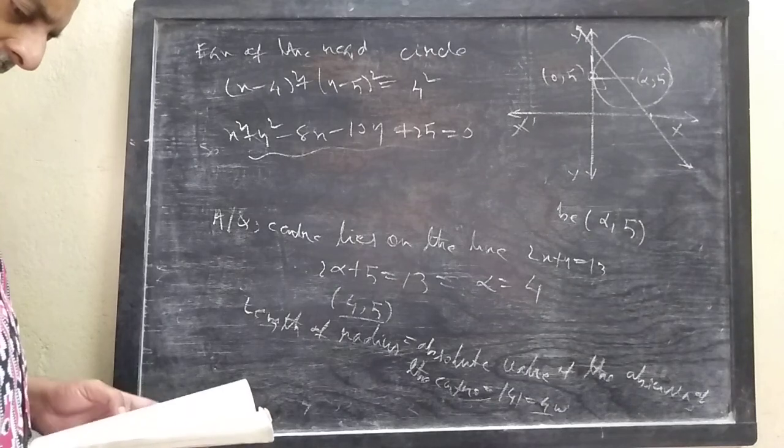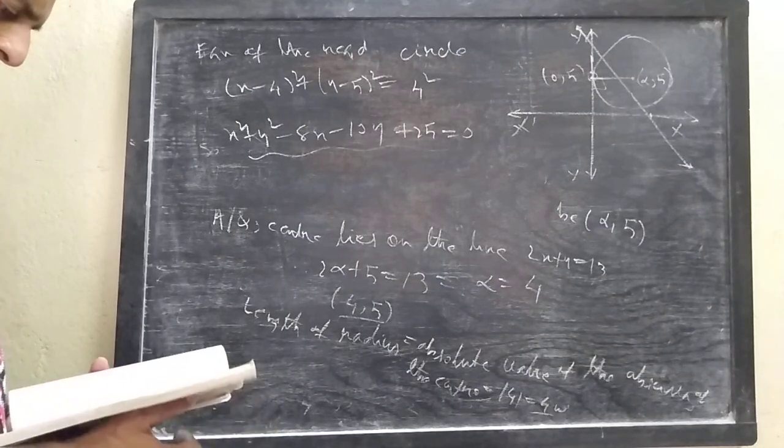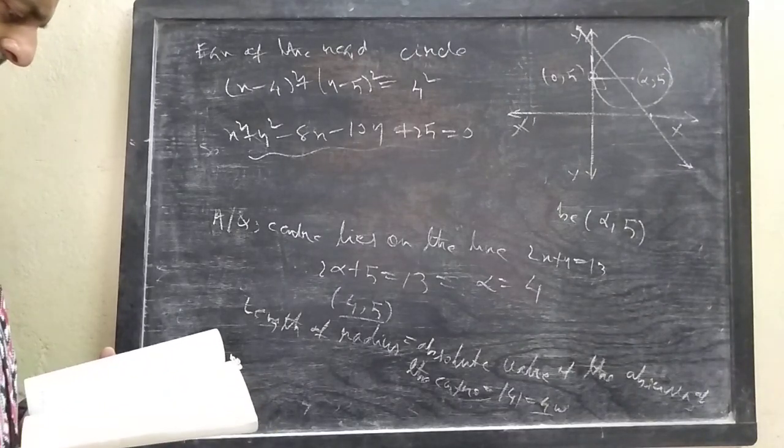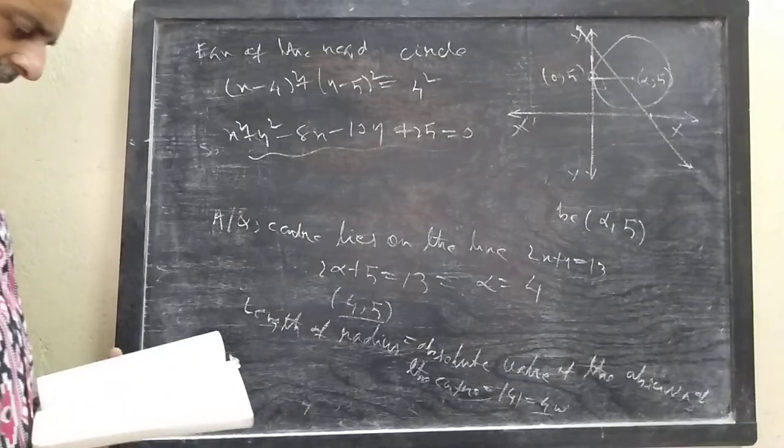Find the equation of a circle which passes through the point (4, 2) and touches both the coordinate axes. How many such circles are possible?